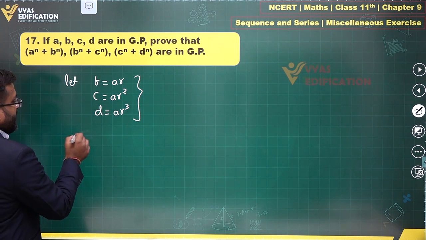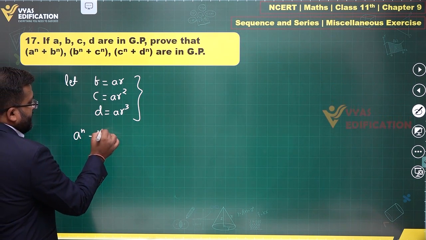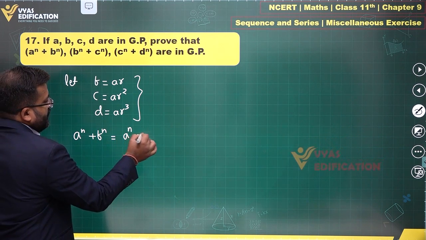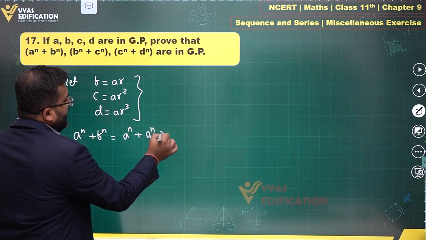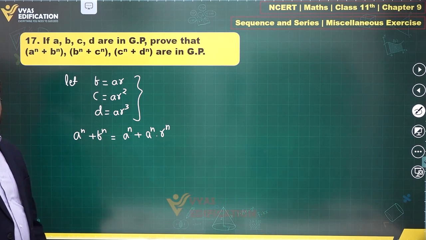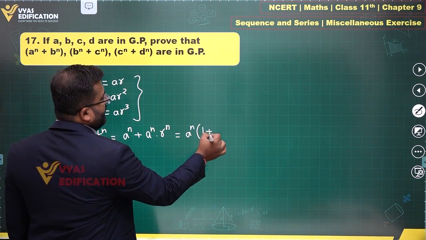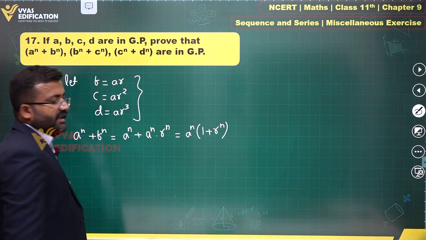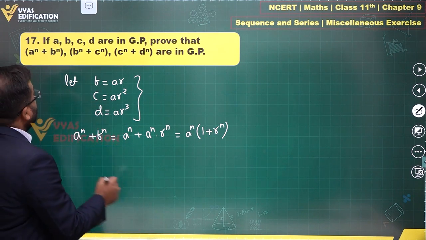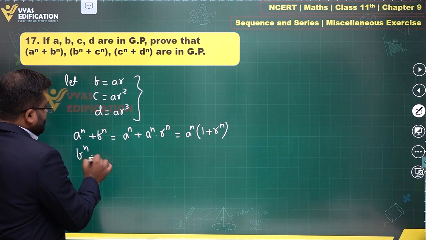A^n + B^n. Let's take a look at this. A^n + B^n will be equal to what? A^n is okay. This is A^n R^n, is it not? Yes. This is simply A^n can be taken out common, 1 + R^n. Yes. What about B^n + C^n?